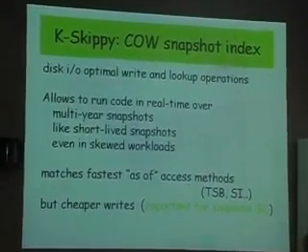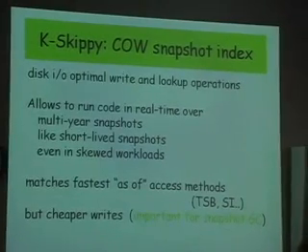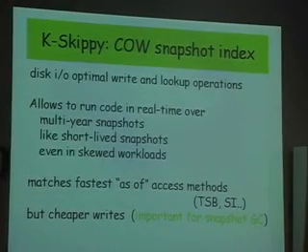So that's the best I can do. It's disk I/O optimal for both writes and lookup. It allows you to run code in real time over multi-year snapshots. And its performance matches the fastest temporal indexes like TSB and Snapshot in terms of lookup. But we are cheaper in terms of writing, because we write sequentially, and with indexes, you have to update them, so they're actually random. So we're very happy with that.